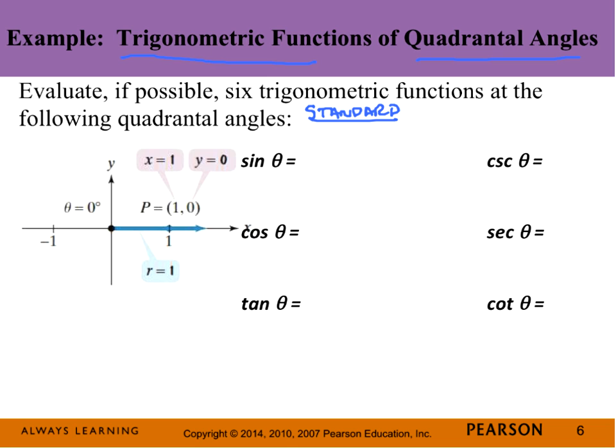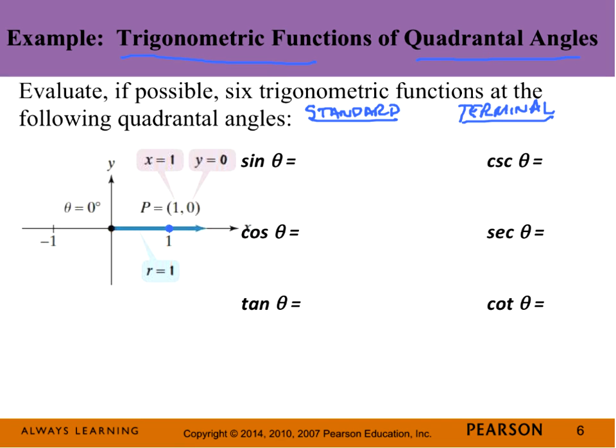And number 2 says choose a point P on the angle's terminal side. Well, in this case, the initial side is the terminal side. So we've chosen a point P here. And what I say in your notes is don't forget that trigonometric function values of theta depend only on the size of theta and not the distance of the point P from the origin.